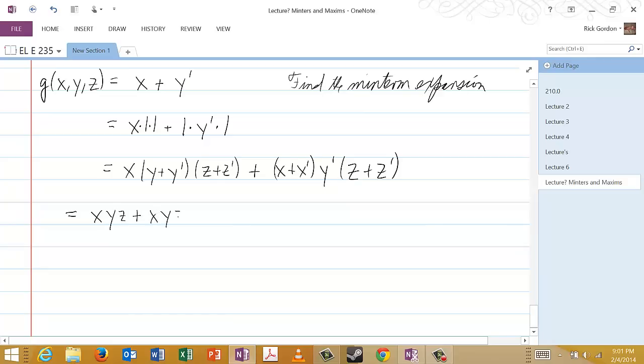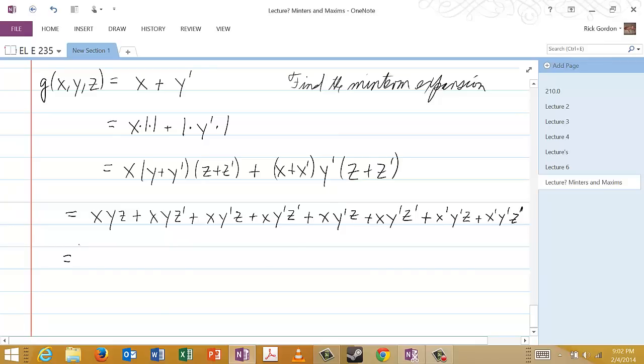or xyz prime, or x y prime z, or x y prime z prime, or x y prime z, or x y prime z prime, or x prime y prime z, or x prime y prime z prime. Okay, just checking the work here, and I believe everything is correct.